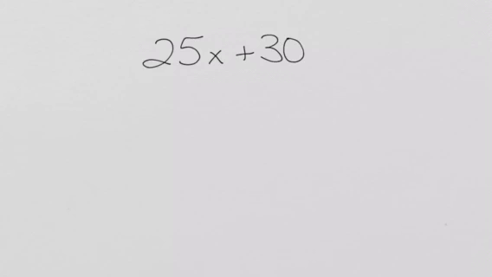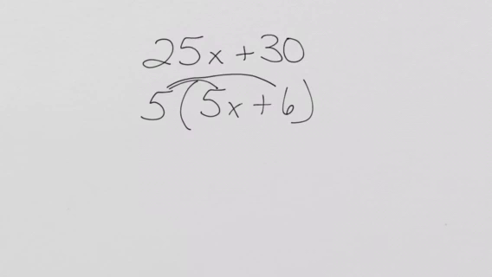Okay, thinking about 25x plus 30, what number goes into both of those? Well, how about 5? And we would have 5x plus 6 because 5 times 5 is 25. 5 times 6 is 30.